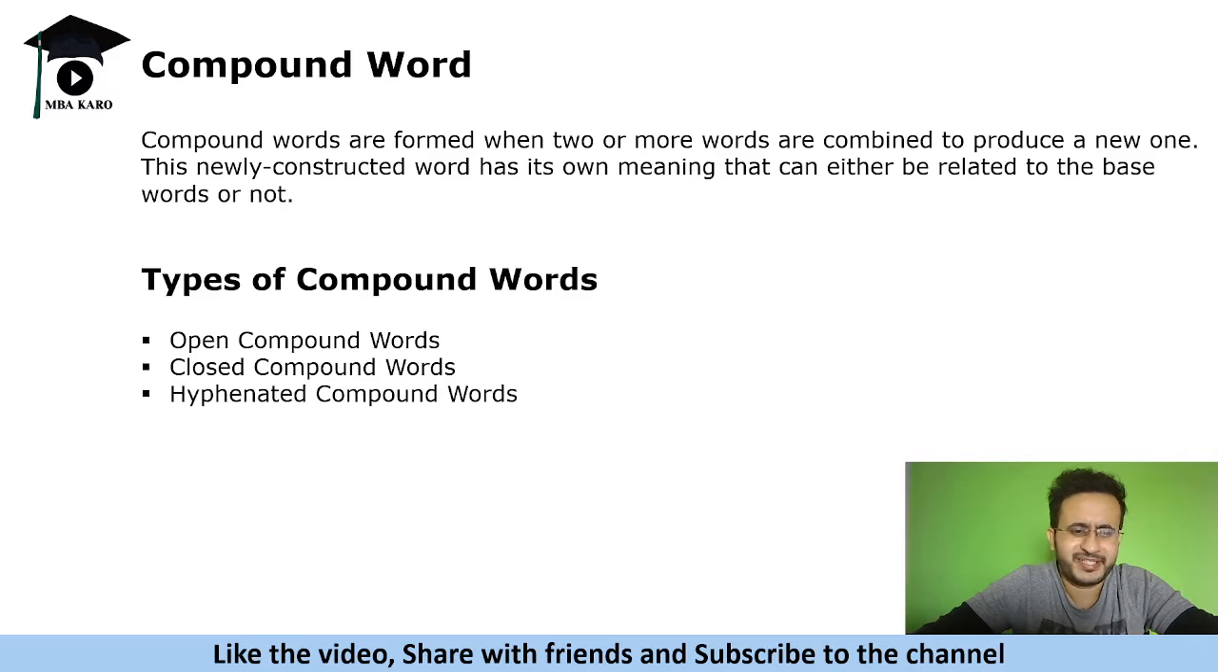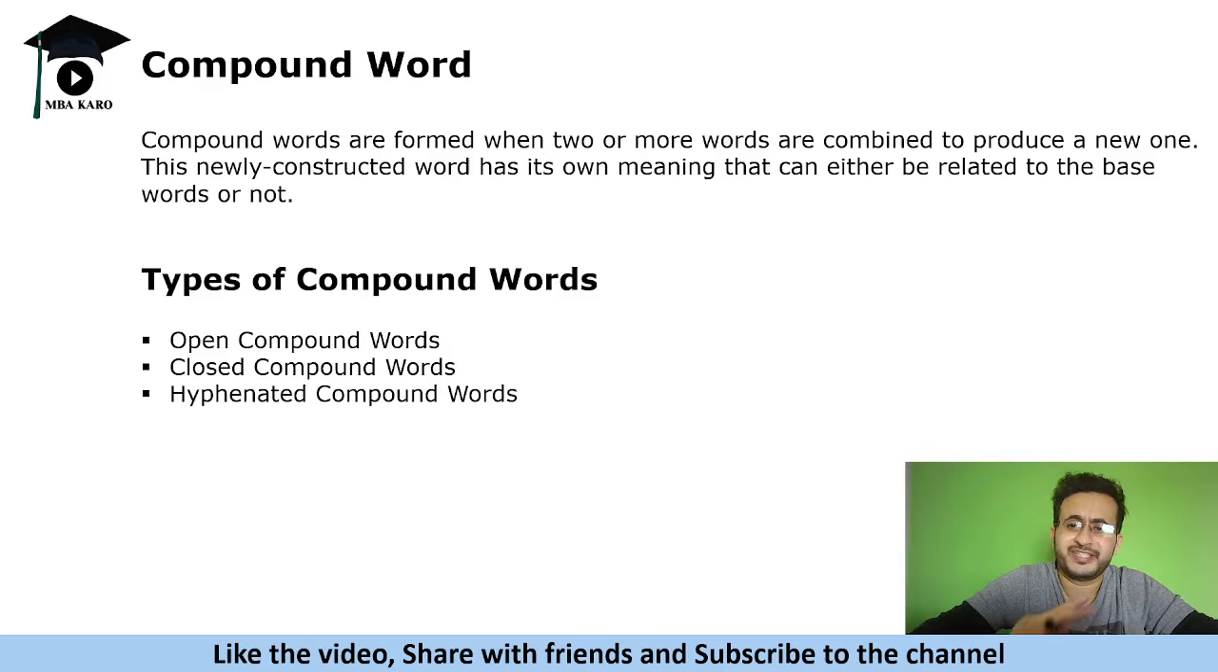Well, compound word is something, when I read, even I did not know what exactly it is. But when I read the question, I could figure out, okay, compound means something which is formed using two things. Okay, so compound words are formed when two or more words are combined to produce a new word. And this word can have its own meaning or it can have the meaning of the base words. Both are possible. So in some cases, the word that you make can have entirely different meaning which is not related to the base word. So it is perfectly fine, but it is made of two different words.